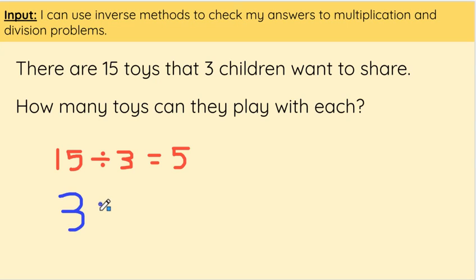I'm going to multiply it, because remember, multiplication is the inverse of division. The 3 multiplied by 5. And if we've worked that out correctly, it should equal 15. Let's count in 5s just to make sure. 5, 10, 15. Perfect. There are 3 5s in 15. So we have got our answer correct.